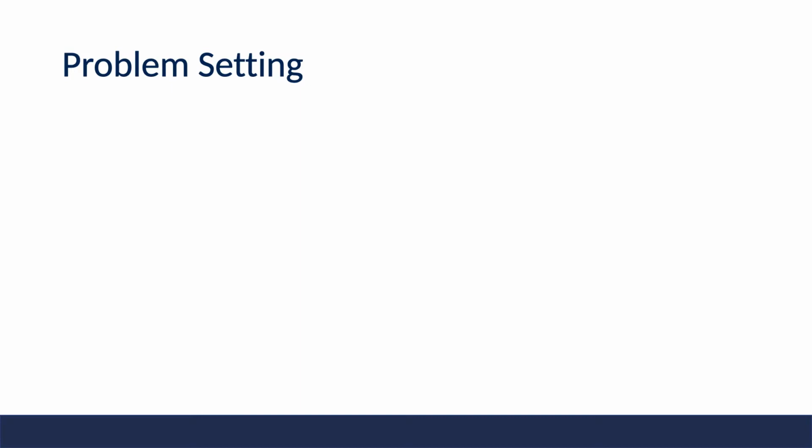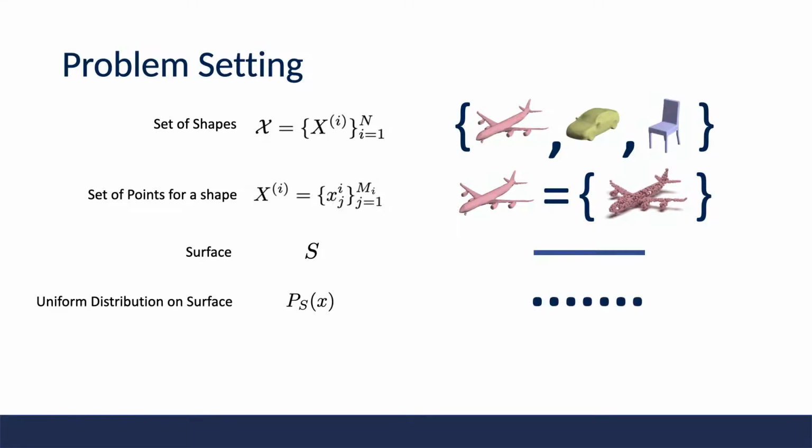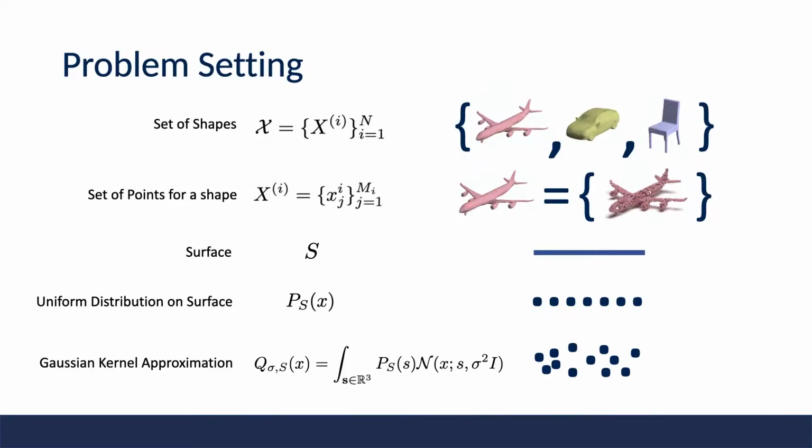So just a quick overview of what our problem setting looks like. We're going to start off with a set of shapes. And each shape is going to be defined by a set of points sampled from their surface. And we can model the surface in two ways. The first is to have a uniform distribution along the surface. However, it is discontinuous because any point which is not on the surface has a probability density of 0, whereas anything on the surface jumps to a finite probability. And so in order to learn the surface, we're going to apply a Gaussian kernel approximation, basically add Gaussian noise, in order to make that gradient more smooth.